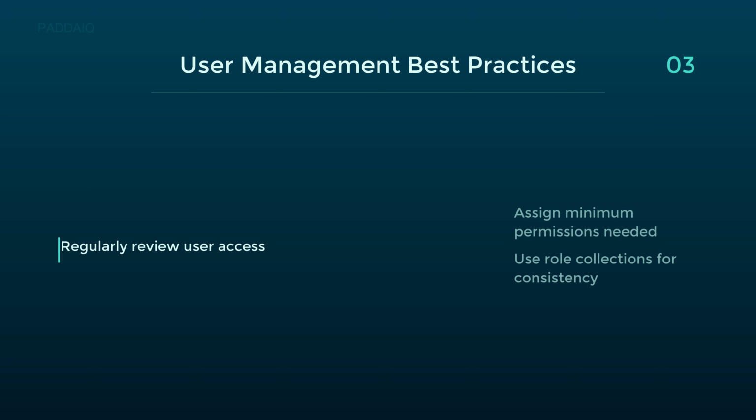Regularly review user access. This means periodically checking that users only have permissions they currently need for their roles. For example, if an employee moves from sales to finance, their old sales system access should be removed. This proactive control is fundamental for maintaining a secure and compliant environment.